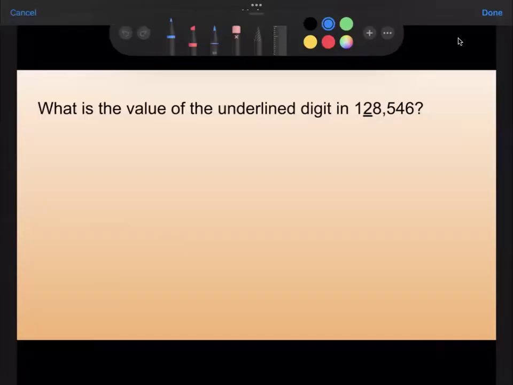What is the value of the underlined digit in 128,546? Well, we can see that the underlined digit is the 2. So I'm going to go ahead and put a 2 here. And we just have to determine what place value that's in. If we start over at ones, tens, hundreds, thousands, we find out that the 2 is in the 10,000s place. So I'm going to write this as the 10,000s place.